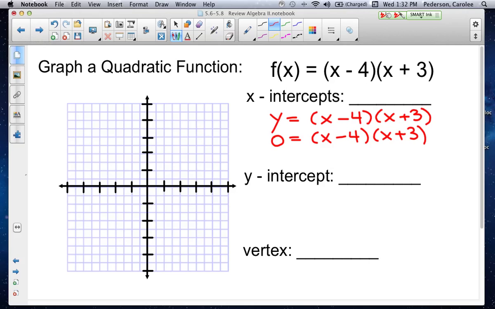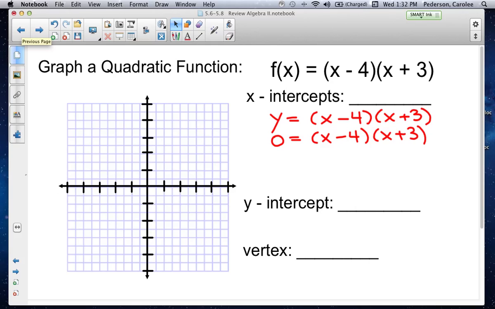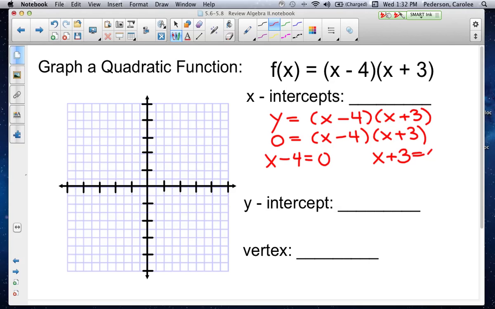0, yes, and that's called the zero product property, where we set the factors equal to 0 and we solve for x using the zero product property. And what we are doing is we're finding the zeros of the function. So we set those equal to each other, and then we solve by undoing. So we would add 4, and we would subtract 3.